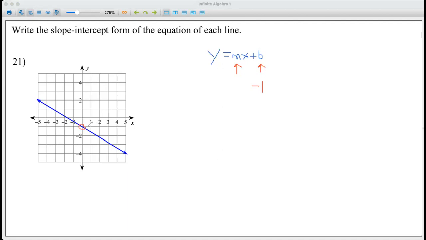Slope, I need one more point. So I'm looking down the line or up the line, finding another point. No. It looks like right here. This is the other point. There's another one up here as well, too. So pick any 2 points.